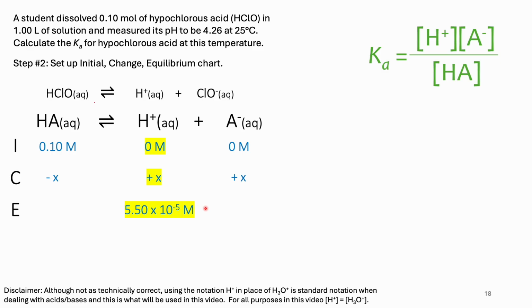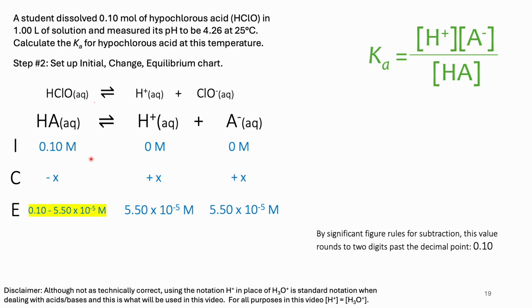Now, the way that we've defined these changes of concentrations of reactants and products in terms of X, if I went from 0 to 5.5 times 10 to the negative fifth molar, that change is equal to X. And so if my hydrogen ion concentration increased from 0 to 5.5 times 10 to the negative fifth molar, then the concentration of my conjugate base also increased from 0 to 5.5 times 10 to the negative fifth molar. This is also going to tell me that the concentration of my weak acid is going to decrease by 5.5 times 10 to the negative fifth molar.